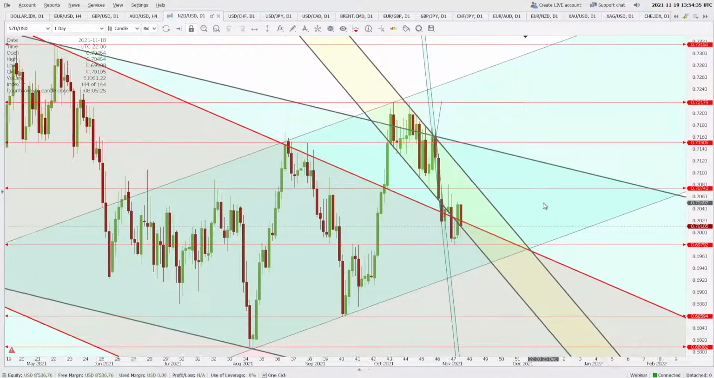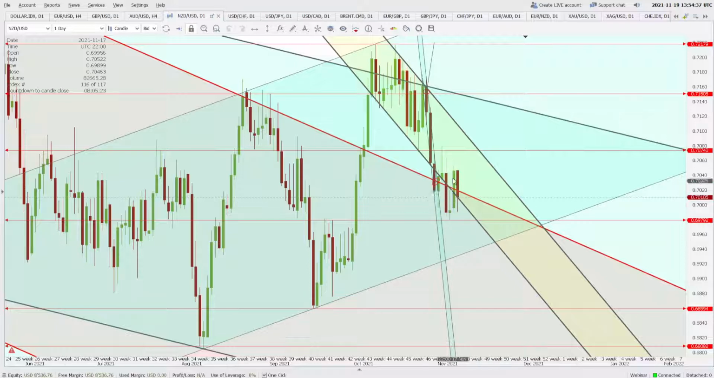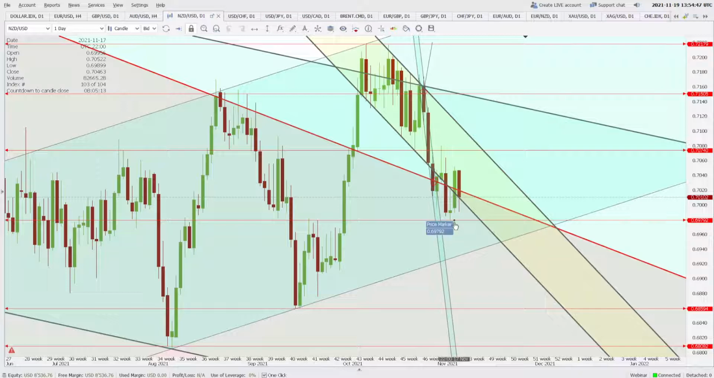New Zealand dollar, nothing much in the price, just hovering, or you can say churning of price because of a lot of levels here in and around here. 0.6979 is the strong support and 0.7074 is the strong resistance in this market.